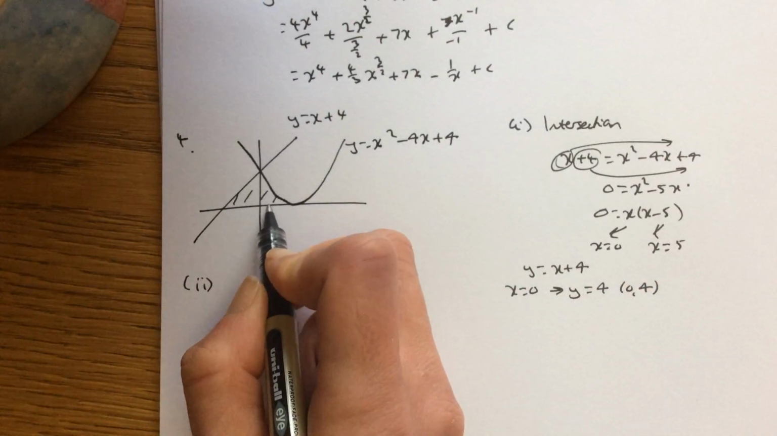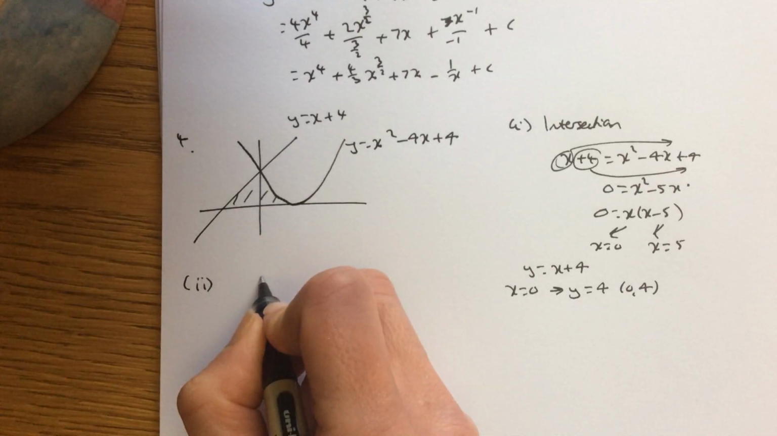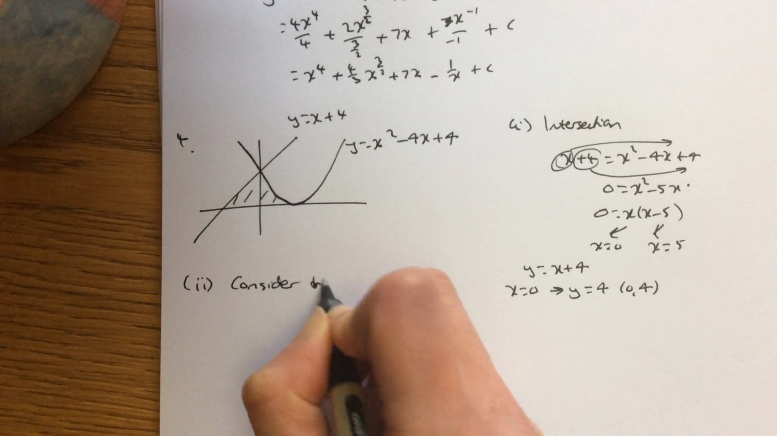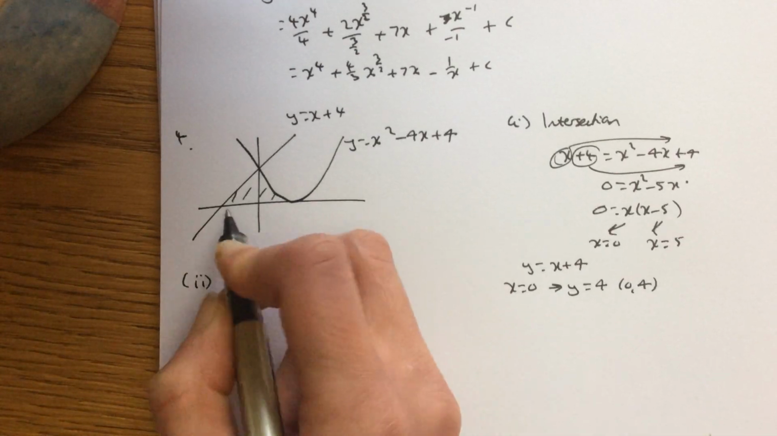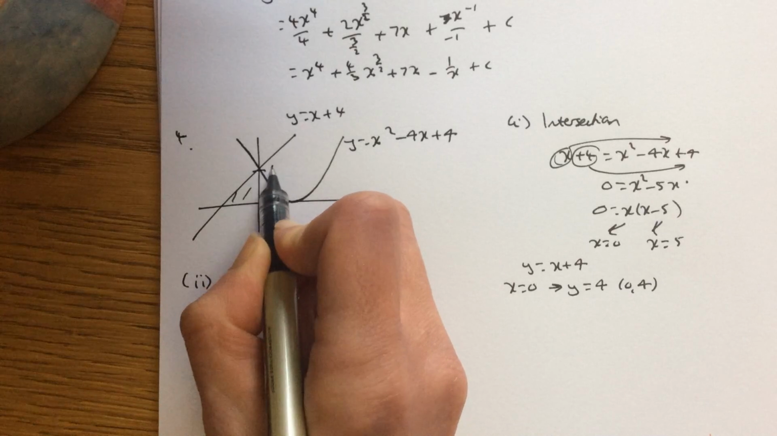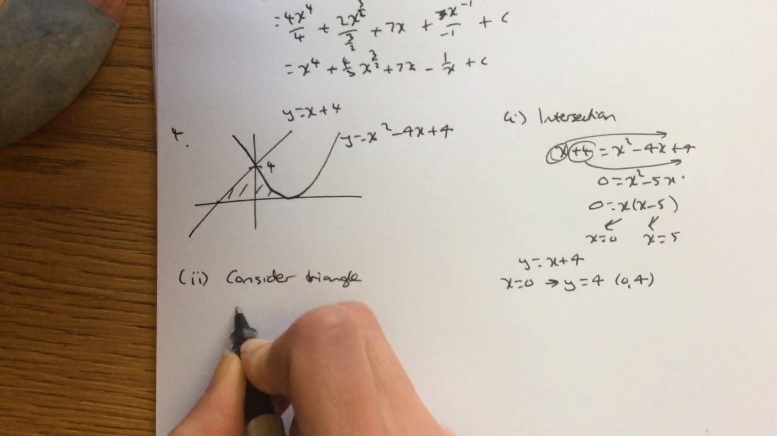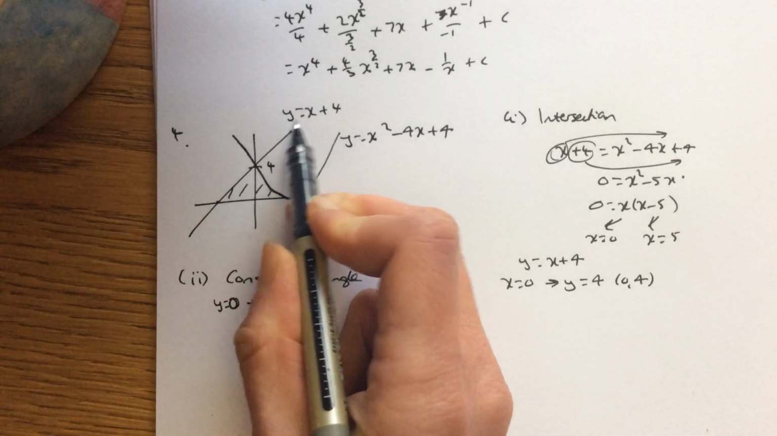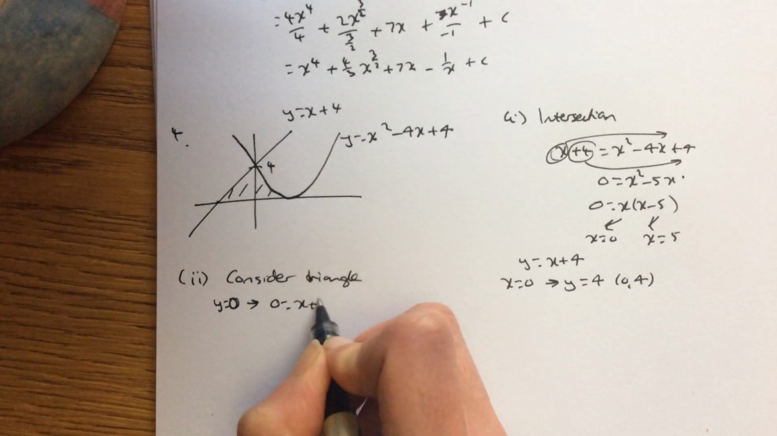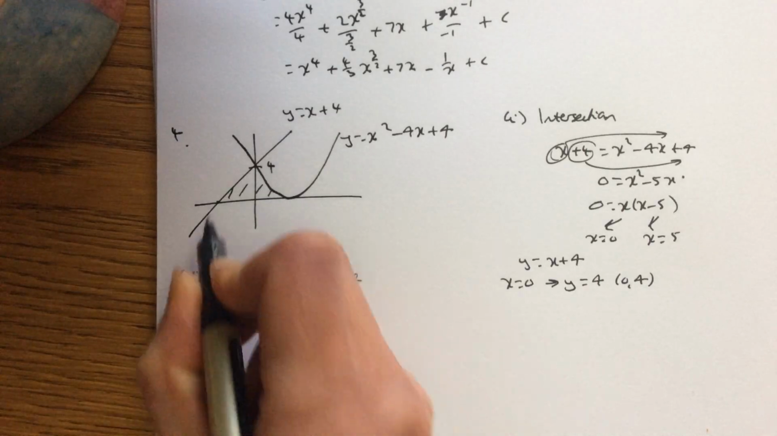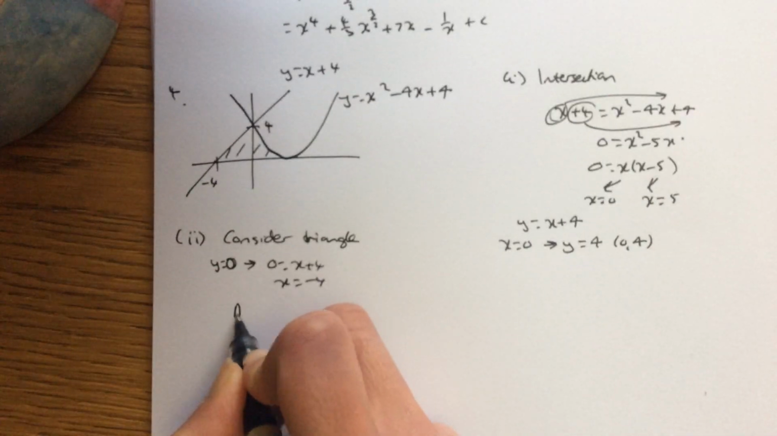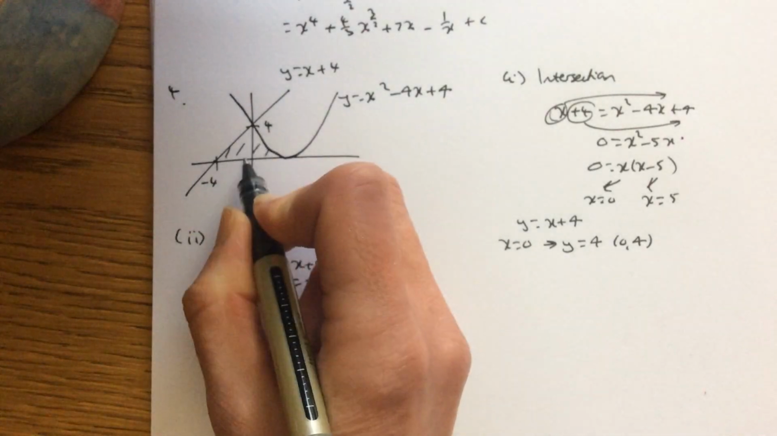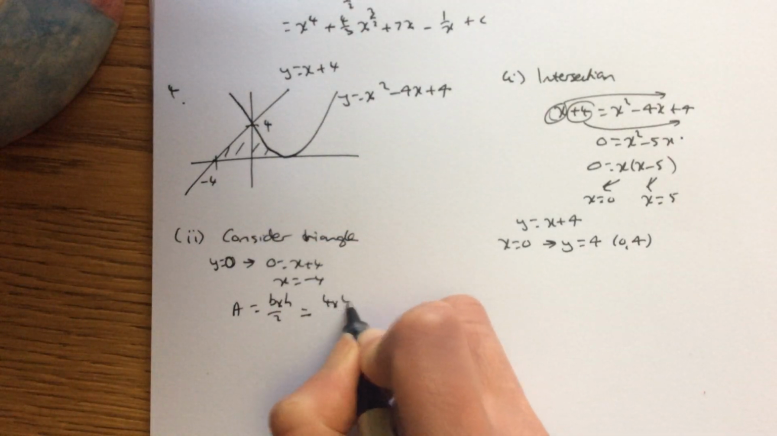I've got two distinct areas. So I've got the triangle area, so I'm going to consider it first. So consider the triangle area. Now I need to find, well I know this here point is 4, I need to find here. So if I put y equals 0 into this equation, so 0 equals x plus 4, x is minus 4. So the area of a triangle is base times height divided by 2. So the base is 4, the height is 4, and divide by 2.